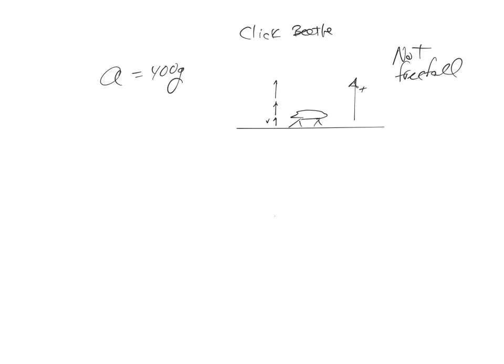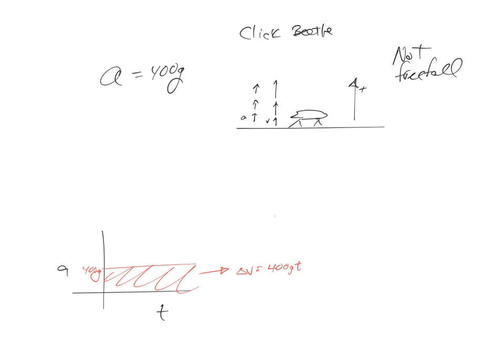The velocity is increasing and the acceleration is up, and the acceleration is not changing at all. The entire time the acceleration is this 400 g. So we have an acceleration graph that looks like that, and this is 400 g. So our change in velocity is 400 gt. And then our velocity graph would look like this.